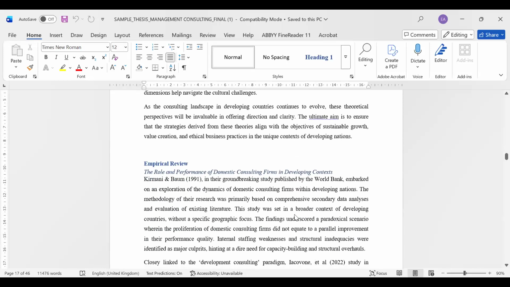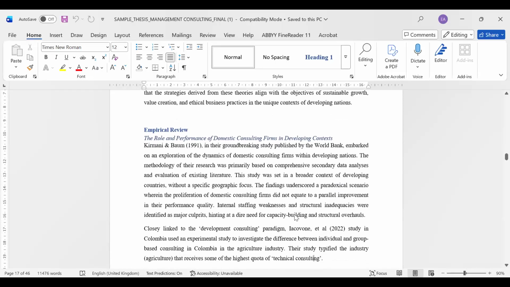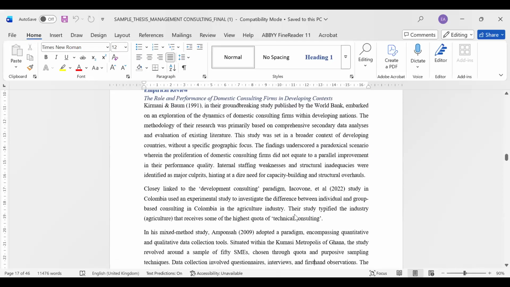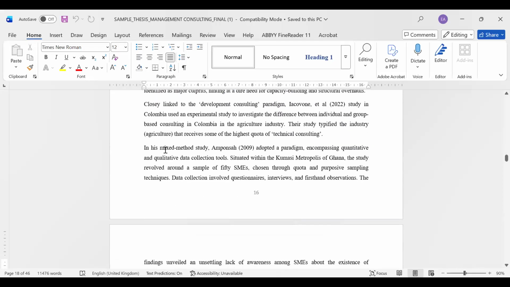Then empirical review. In the empirical review, we are interested in methodology, findings, etc. So you can see in this mixed method, Mensah. This is the same Mensah 2009 we mentioned in chapter 1, who did his work in Kumasi around SMEs. Now we have specified the number of MSMEs. He used 50. He did quota and purposive sampling. He used questionnaires, interviews, and observations. He found.